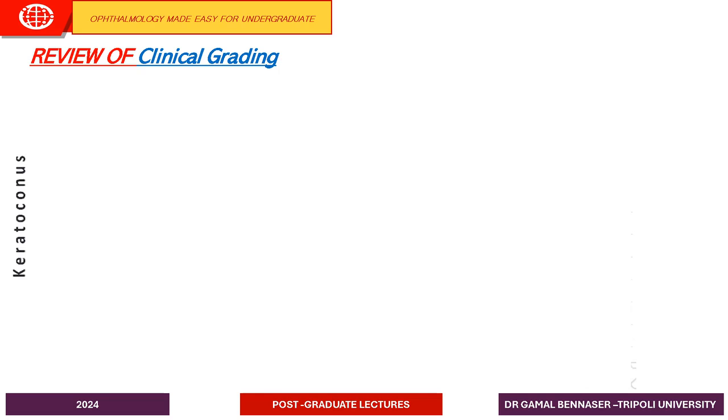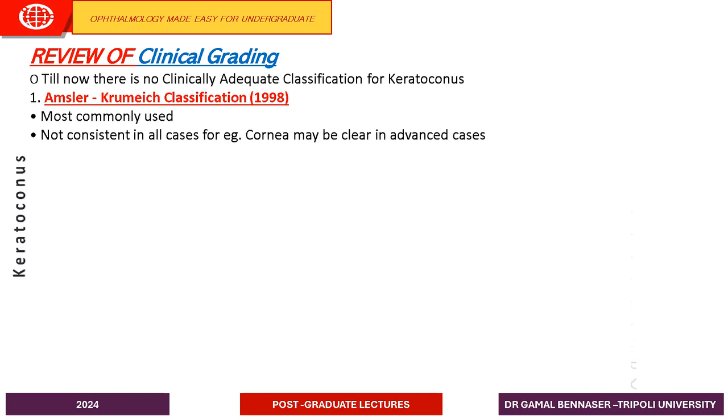Before we speak about the recent grading or classification system of keratoconus, we will go quickly through a simple review of the history of grading of keratoconus. Generally, there is no general agreement, no clinically adopted classification for keratoconus, even till now. The most famous classification system is the Amsler-Krumeich classification, initially made by Amsler, then Krumeich made some modification, and it was named the Amsler-Krumeich classification in 1998.